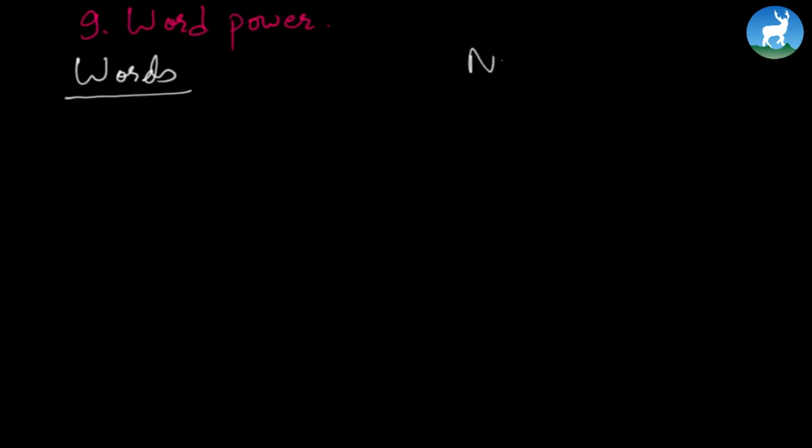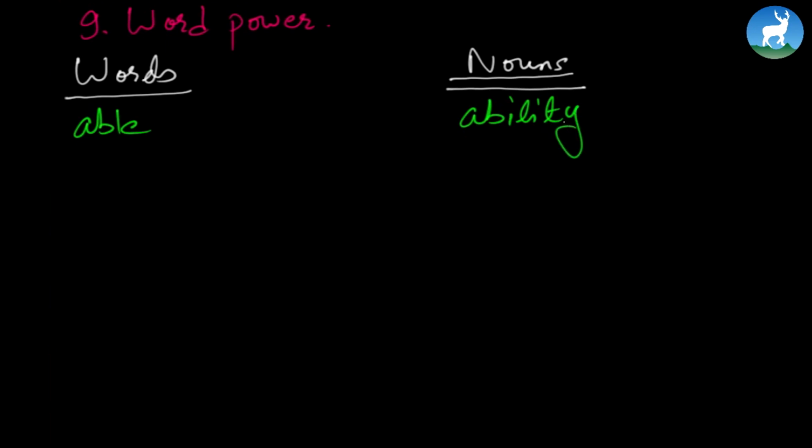Okay? Number 9, word power. Okay, it's more like vocabulary. So in this section we have words, and here we have nouns. Okay? So the word here is able, A-B-L-E. All right, when you write ability, it becomes a noun. You see, able is an adjective, right? And you add here A-B-I-L-I-T-Y. You change the spelling, and here you get the noun. All right, so from adjective it becomes noun.